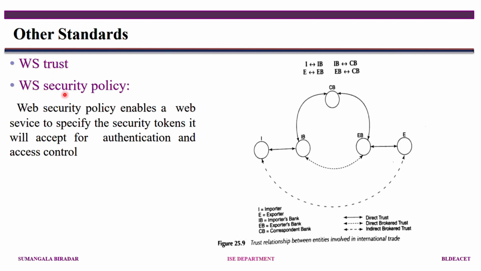Next one is the WS Security Policy here. The web security policy enables a web service to specify the security tokens it will accept for authentication and access control. For authentication and access control, you have to provide some security policy here. That is what you call WS Security Policy. Based on that, we will prove the credentials of all the identities, that is, the subjects here. Is it clear now? This is how we will get the security for the web services here.